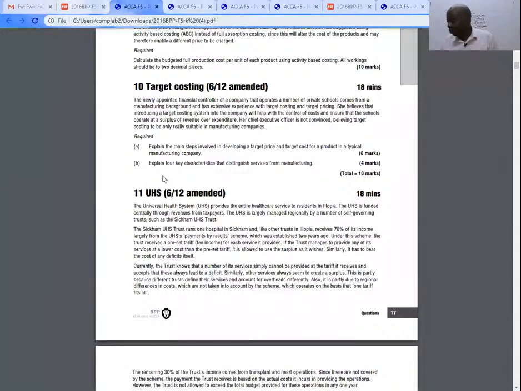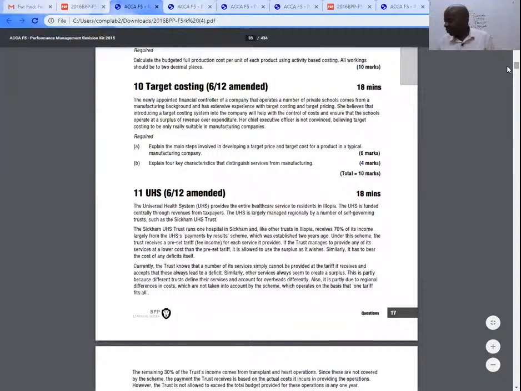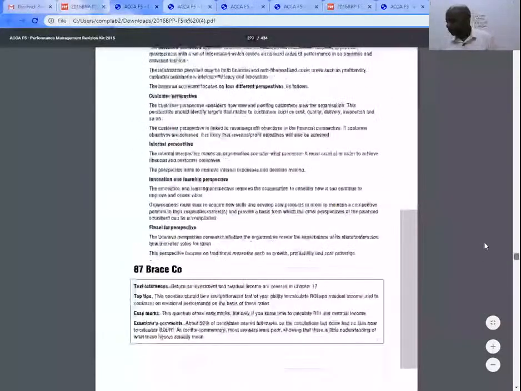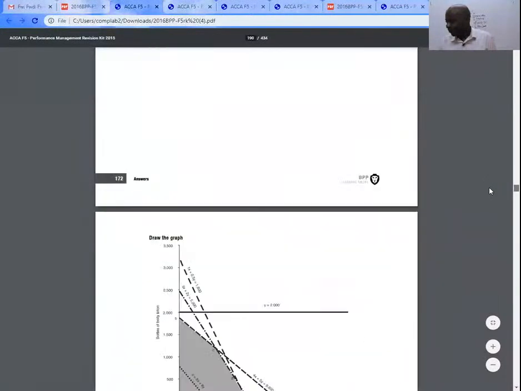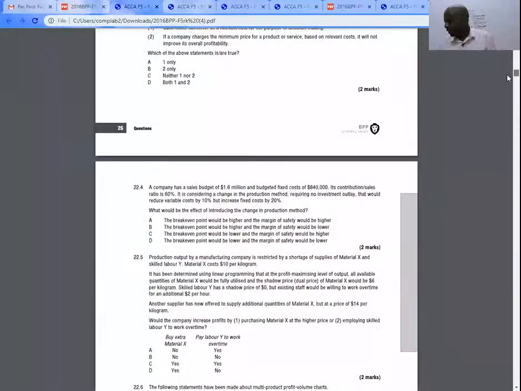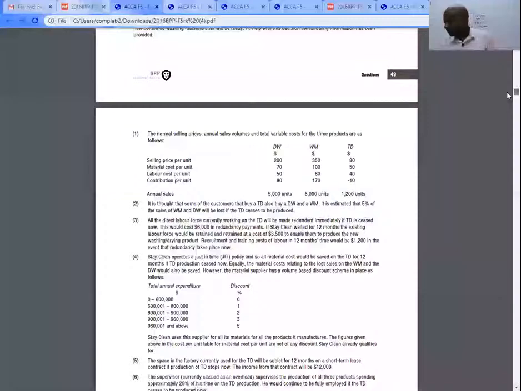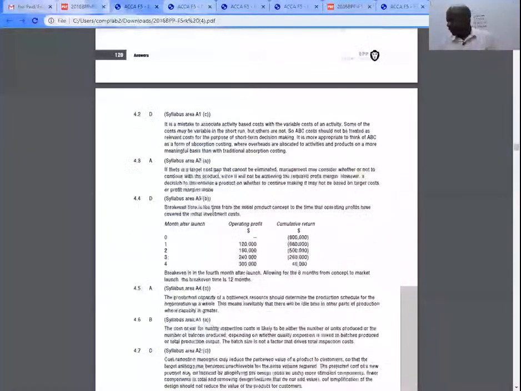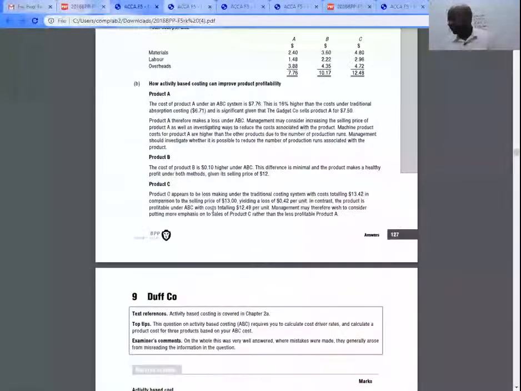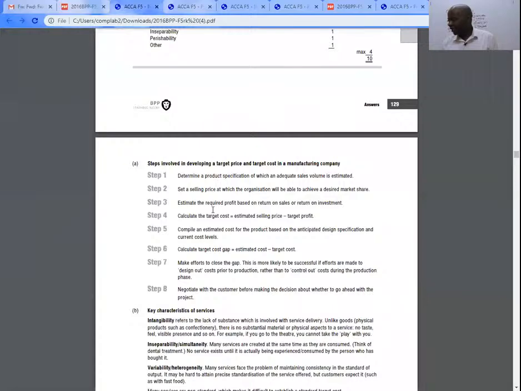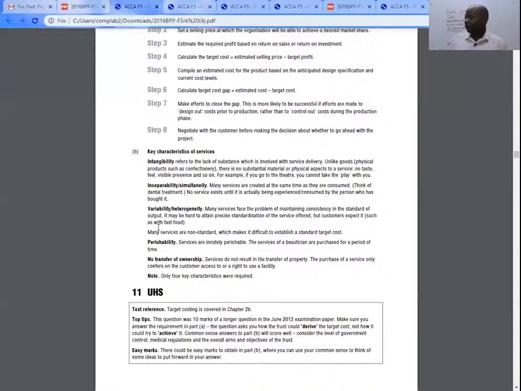And these answers are really given. If you go to the section for answers, like now this is page number 130, especially on the key characteristics of services.